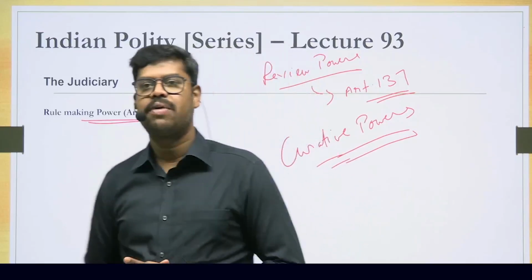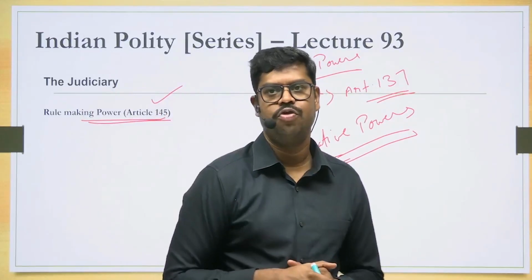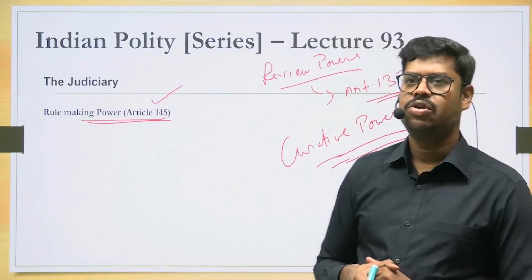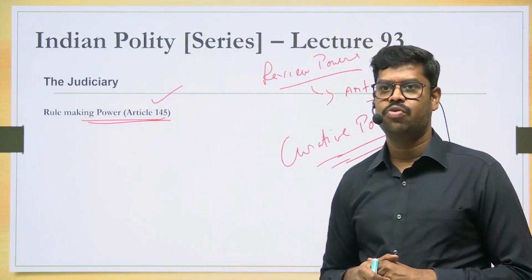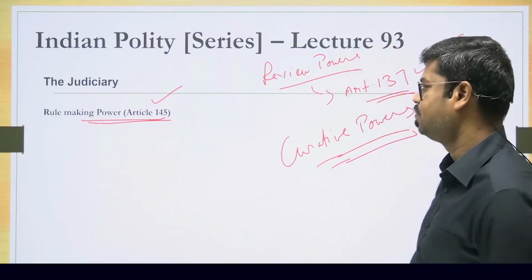So the curative petition is filed once they have exhausted their review petition or the review powers, and then also the mistakes can be rectified by the Supreme Court. So these two powers are exercised by the Supreme Court under Article 137 of the Constitution.